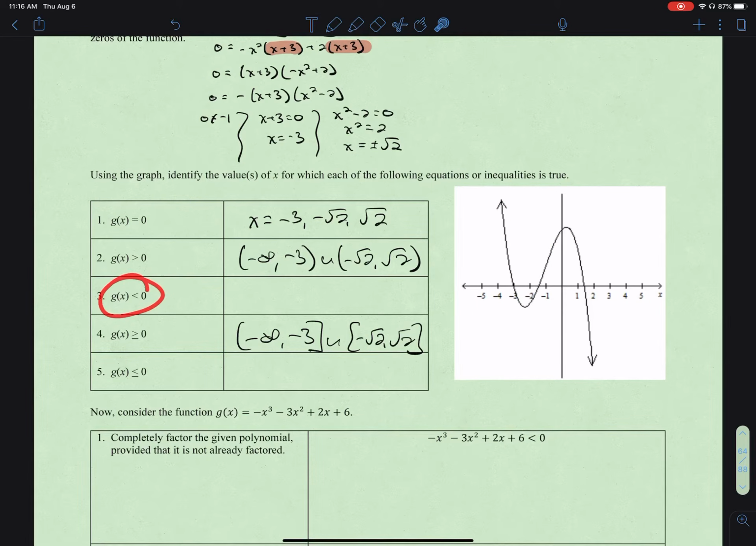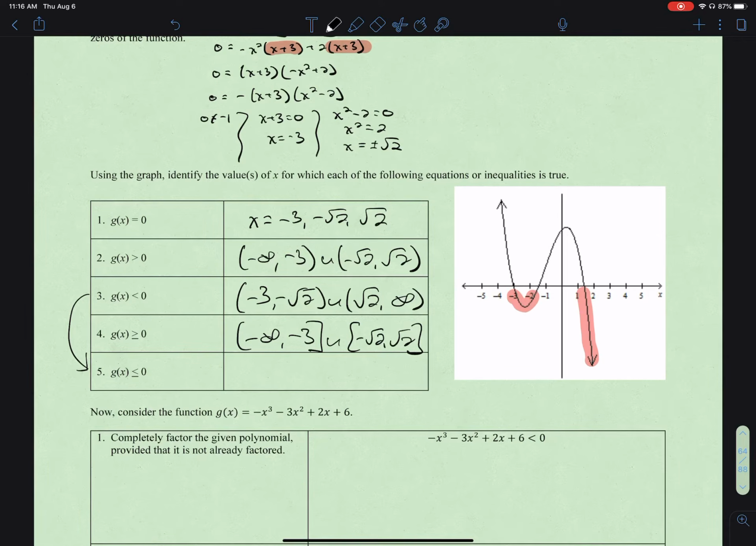When is the graph below the x-axis? It's below between the first pair of x-intercepts and after the last one. So it's below from negative 3 to negative square root of 2 in union with square root of 2 to infinity.